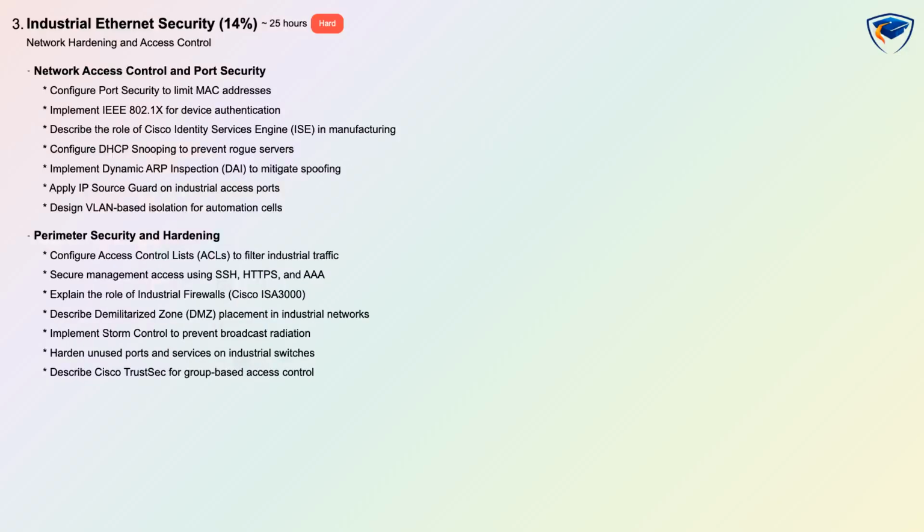Industrial Ethernet security accounts for 14% and is rated hard with about 25 hours of study and scenario-based assessment. You will learn network hardening and access control including port security, IEEE 802.1x authentication and the role of Cisco ISE in manufacturing. The syllabus covers DHCP snooping, dynamic ARP inspection, IP source guard and VLAN isolation strategies, plus perimeter hardening with ACLs. Secure management via SSH and HTTPS, industrial firewalls like the ISA 3000 and storm control. Emphasis is on designing layered protections and hardening unused ports and services.